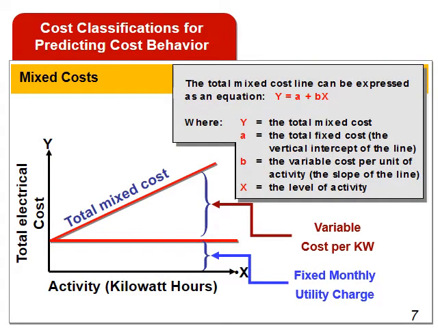The mixed cost line can be expressed with the equation y equals a plus b times x. This equation should look familiar from your algebra and statistics classes. In the equation, y is the total mixed cost, a is the total fixed cost, or the vertical intercept of the line, b is the variable cost per unit of activity, or the slope of the line, and x is the actual level of activity. In our utility example, y is the total mixed cost, a is the total fixed monthly electrical charge, b is the cost per kilowatt hour consumed, and x is the number of kilowatt hours consumed.